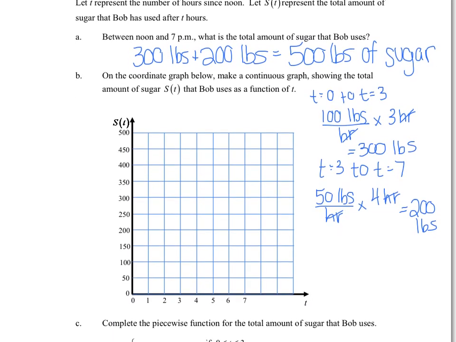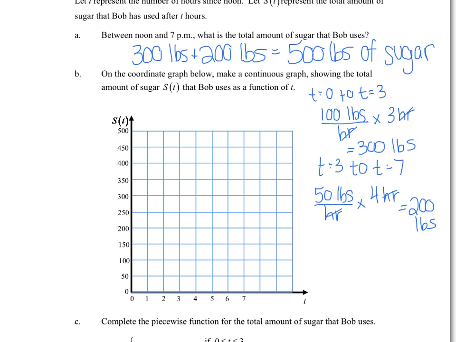So part B says on the coordinate graph below, make a continuous graph showing the total amount of sugar S of t that Bob uses as a function of t. Well, at 0, he starts at 0 pounds. After 3 hours, he's used a total of 300 pounds. We also can see this as the slope of 100 pounds. So 100 over 1, up 100 over 1, up 100 over 1. So we can see that those points give us this graph.